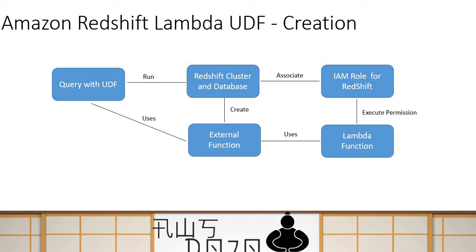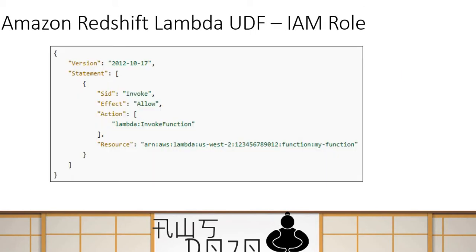I'm going to go through some of these important components in a little more detail so that you understand the whole concept better. To start with, the IAM role which you create for the Redshift cluster should have invoke permission on the Lambda function. This is the minimum permission it needs. So suppose your Lambda function is my function, then this IAM role should have the invoke function permission on this function. This is the minimum permission you need to provide to this role in order for Redshift to be able to invoke the Lambda function through the UDF.